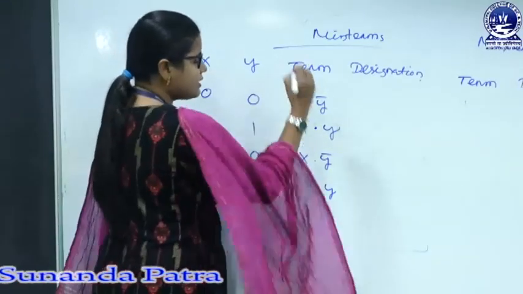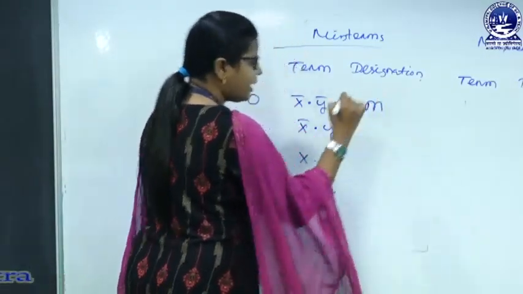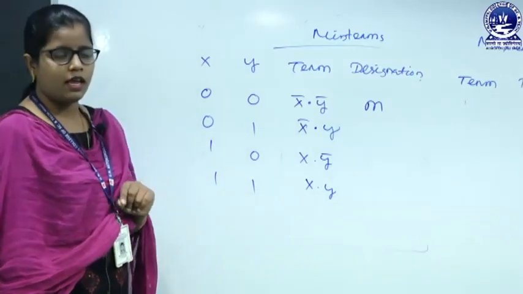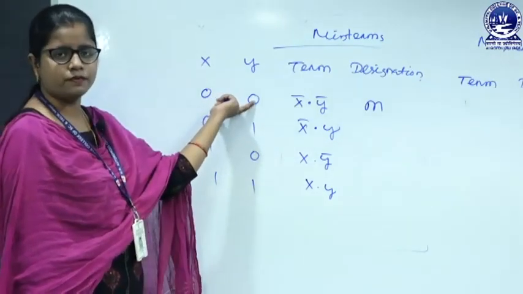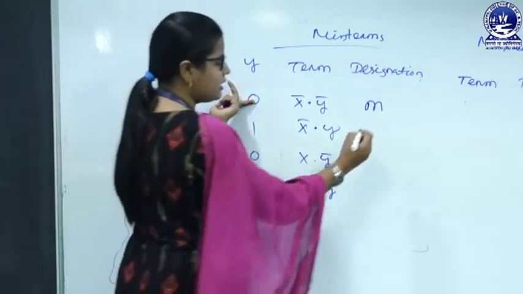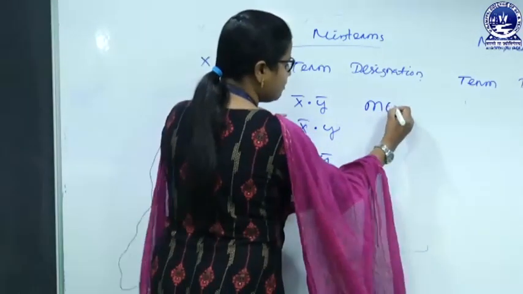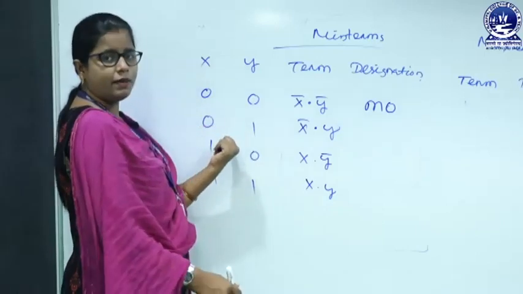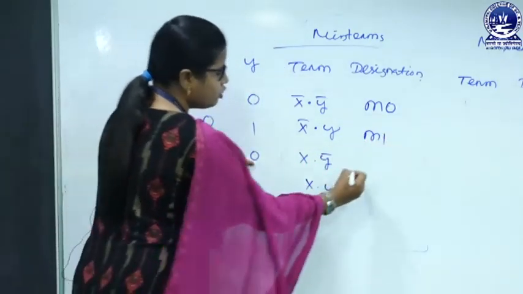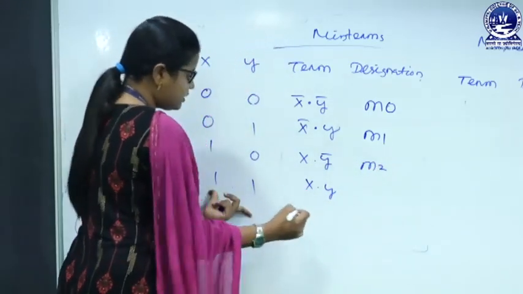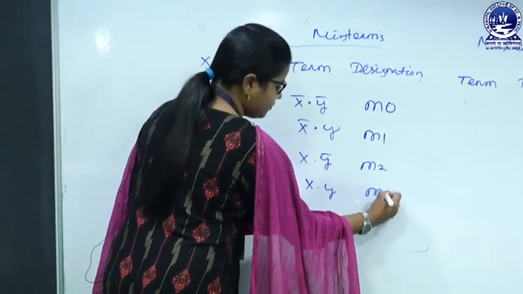So what about the designation? In case of min term, we represent it using the small m. And the digit is the decimal of this. 0, 0. So what is the decimal value? That is 0. So here is m0. Next, what is the decimal value here? 1. So this is m1. This is 2, so m2. And this is 3, so m3.